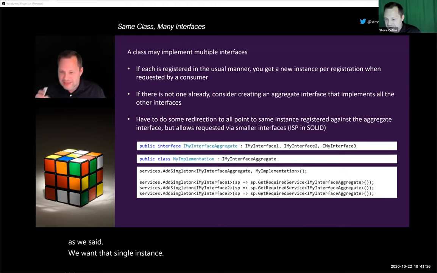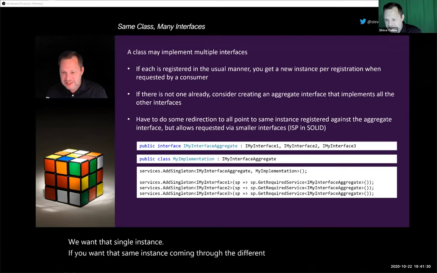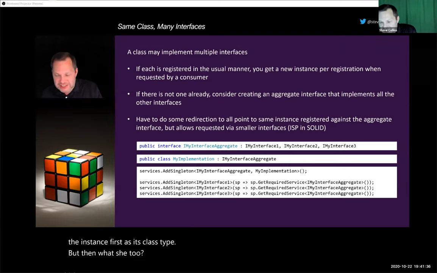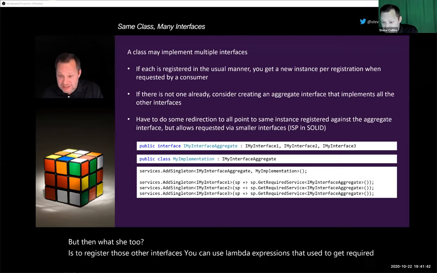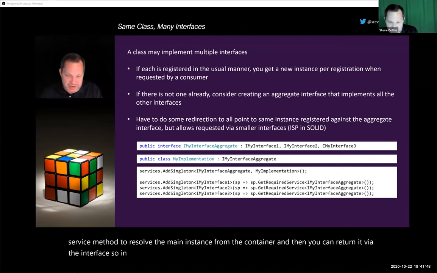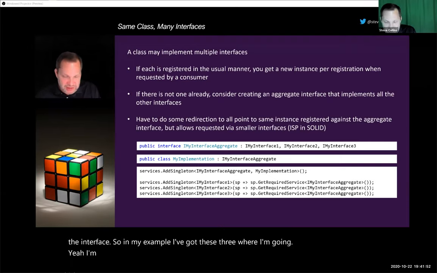If you want that same instance coming through the different interfaces, you've got to register the instance first as its class type. Then, to register those other interfaces, you can use lambda expressions that use the GetRequiredService method to resolve the main instance from the container, and then you can return it via the interface. So in my example, I've got these three on different interfaces, one, two, and three, but they're all pulling in the one thing.